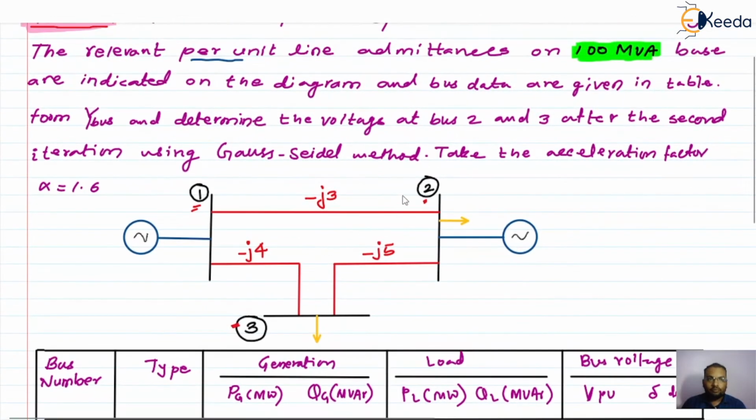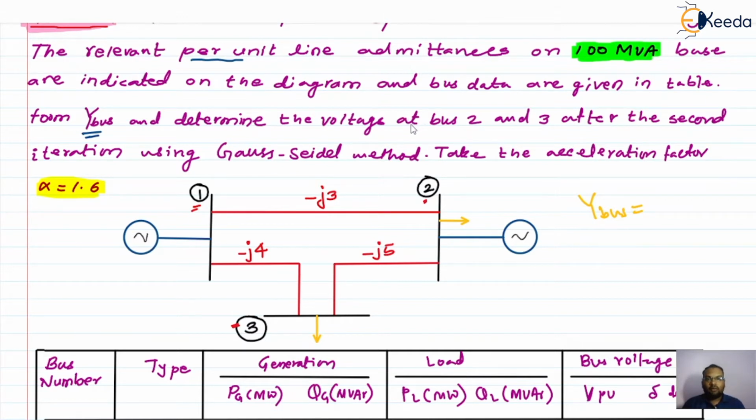Here what we have to do is form the Y bus and determine the voltage at bus 2 and bus 3 after the second iteration using the Gauss-Seidel method. It is given here to take the acceleration factor alpha equal to 1.6. So we have to use the acceleration factor in this case. We have seen what the acceleration factor is and how we can use it. Basically, firstly, we have to form the Y bus matrix for this power system. That is the first part of this problem.